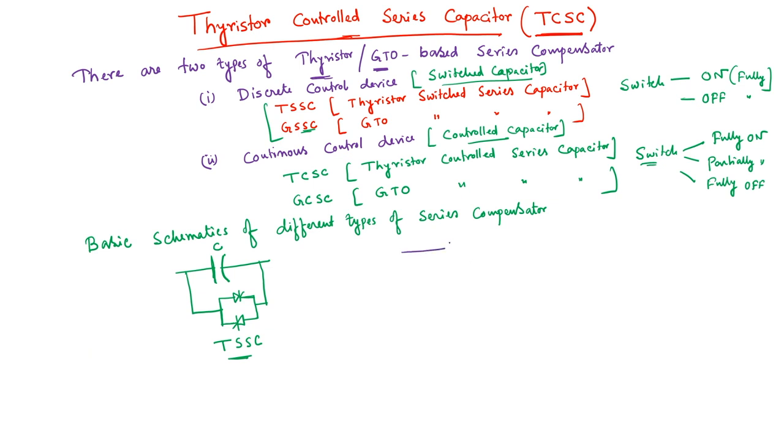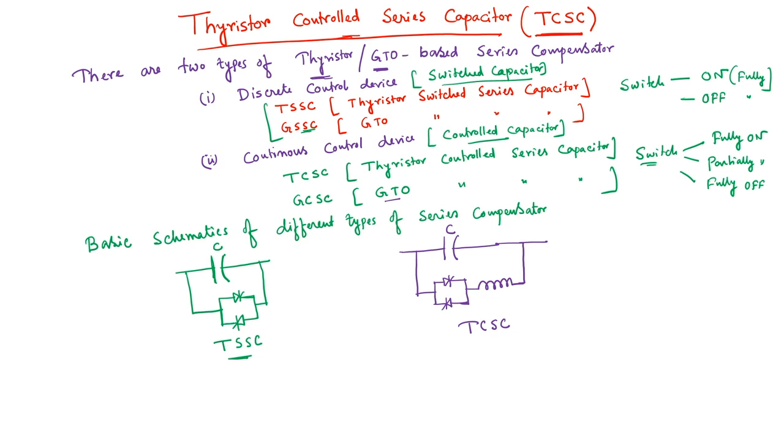in TCSC we also have a fixed capacitor and we have a bidirectional switch like this, along with an inductor. Okay. So, this is the schematic of TCSC. Okay. In GCSC, just the switch would be different, that is GTO, but the overall configuration would be same.